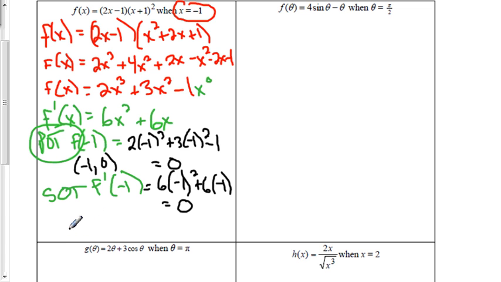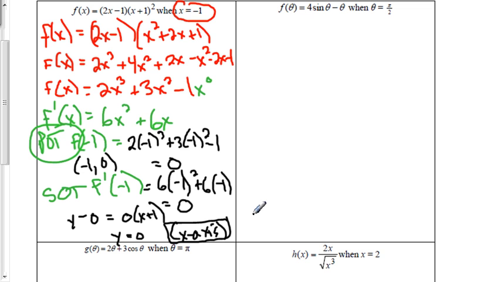My equation ends up being y minus 0 equals 0 times x plus 1. And hey, that's 0 times everything. I could leave it like that, but we end up finding out, hey, we get y equals 0. And hopefully you see that that's the x-axis. So that is the tangent line at -1 of that cubic function up above.